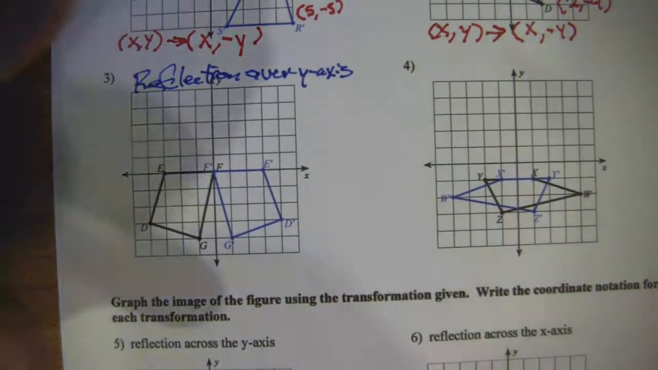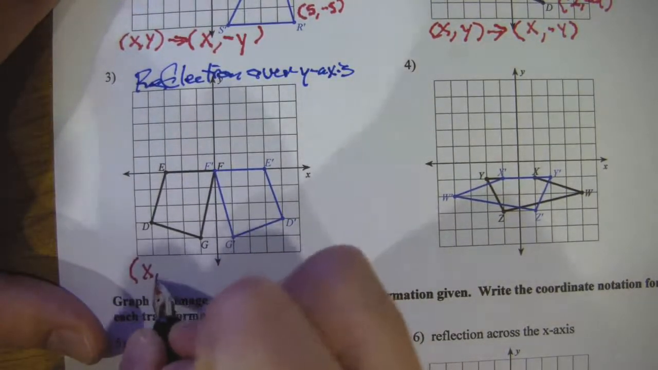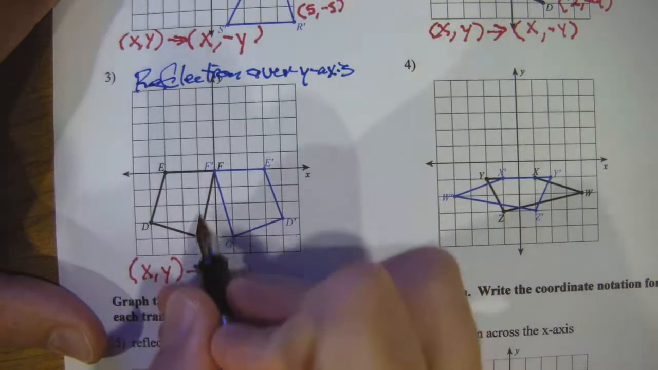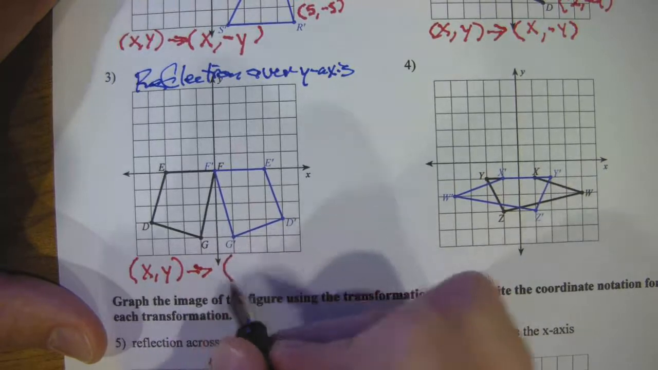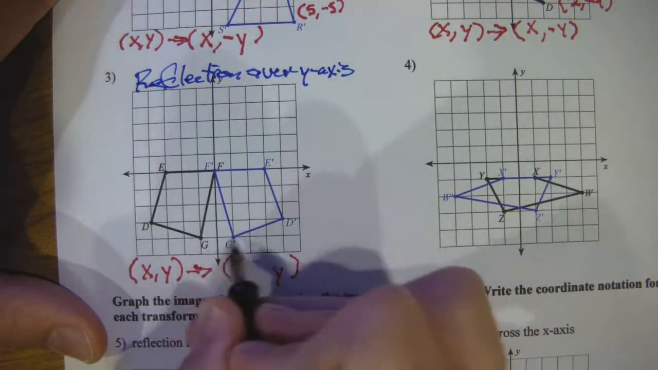Now, let's talk about its coordinate notation. All right. Notice, for example, here at point G, that the y doesn't change. Here, it's all the way down at -4, and G prime is all the way down at -4. So the y didn't change. From here to here, it's at the same level.